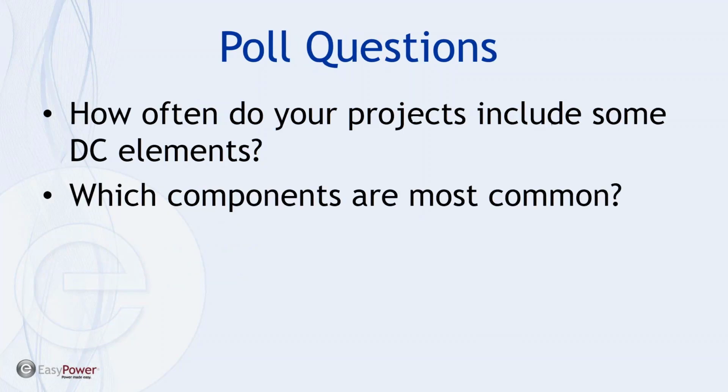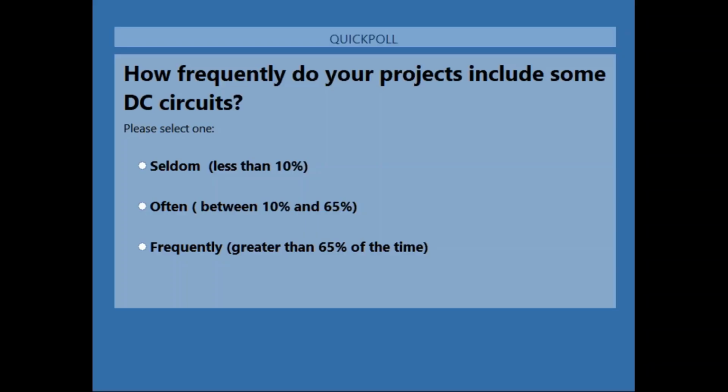So as we jump into this, I'd like to start with a couple of poll questions. First of all, how often do your projects include DC elements? And then which components do you use the most? I appreciate your feedback. Let's go ahead and launch the poll. Take about 15-20 seconds to collect some responses, if you would please. We do appreciate your participation.